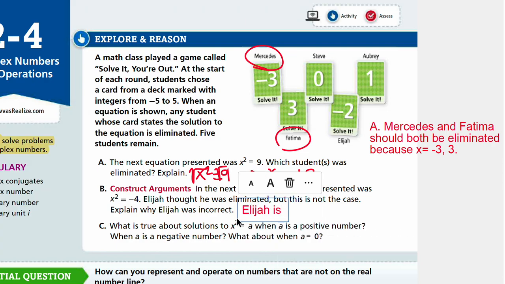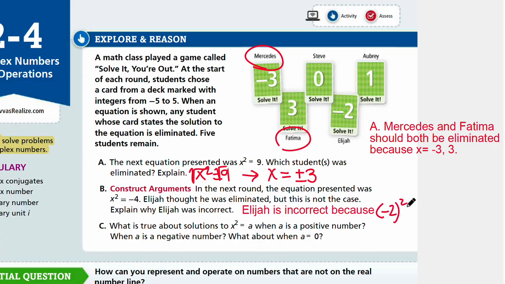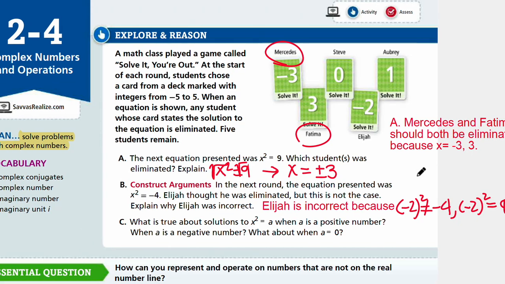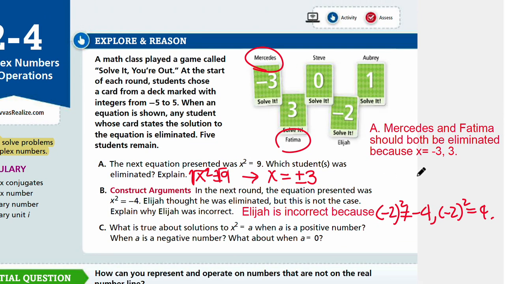Elijah is incorrect because -2 squared is not equal to -4. It is actually +4. All right, so part C. What is true about solutions to x squared equals a when a is a positive number? When a is a negative number? What about when a is equal to 0?